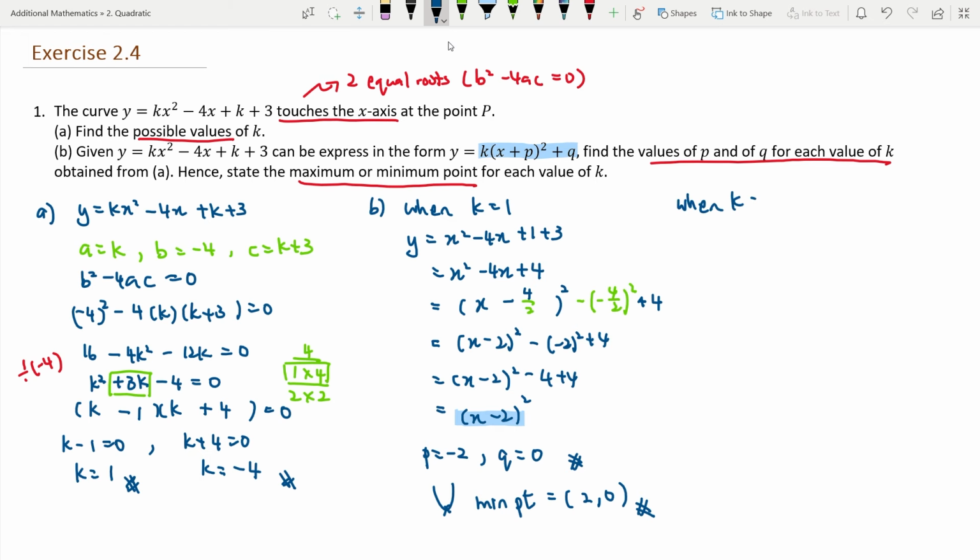When k is equal to negative 4, our y will be negative 4x squared minus 4x plus negative 4 plus 3. Simplify the equation. Negative 4x squared minus 4x minus 4 plus 3, and hence negative 4x squared minus 4x minus 1. Similar to what we did for k equals 1, we need to perform completing the square.